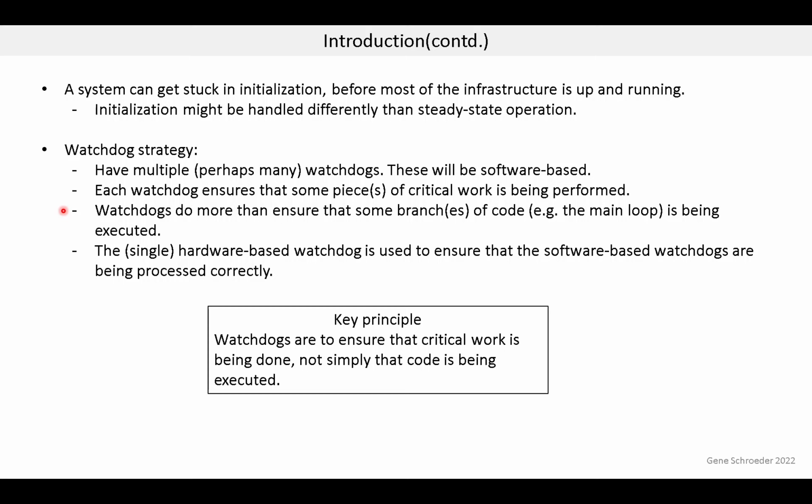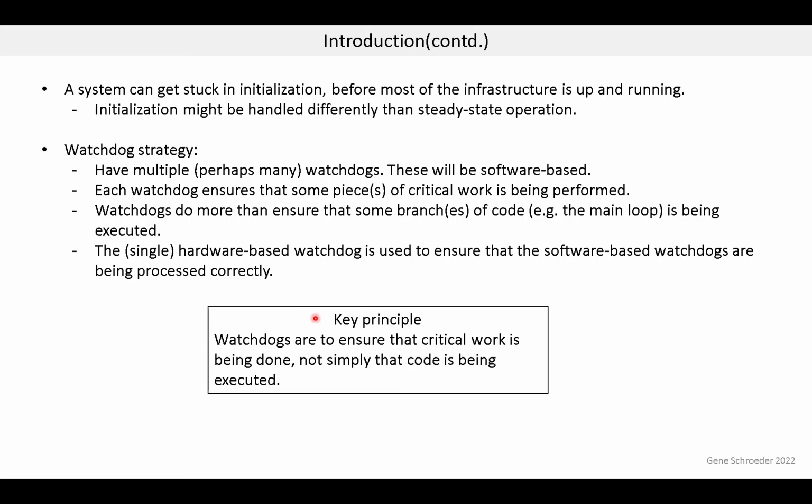Now, you might have a watchdog on the main loop. That's okay and maybe a good idea, but I'd argue you need more than this. Now, with this strategy, the usually single hardware-based watchdog is used to ensure that the software-based watchdogs are being processed correctly. So it checks the checkers in a kind of hierarchy.